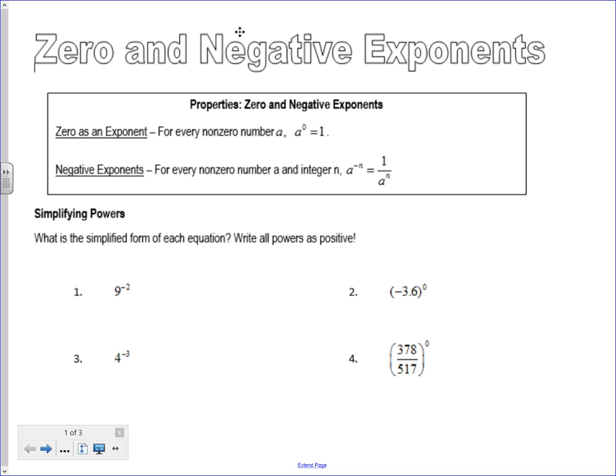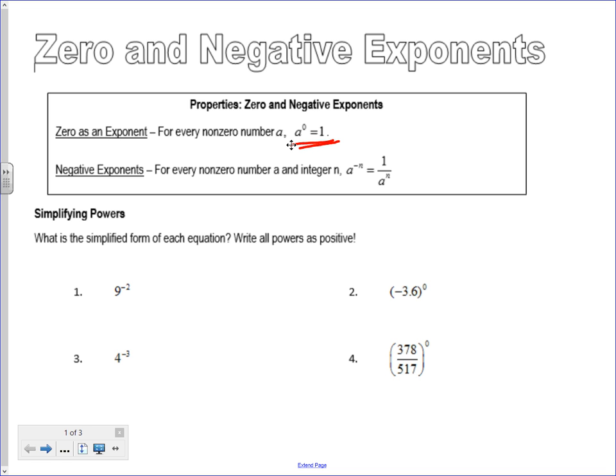Alright, so the basic things we need to know about zero and negative exponents. Anytime a number is raised to the zero power, it's going to equal 1. Anything to the zero power equals 1. When I have a negative exponent, this one gets a little bit tricky, but if you remember the rule, you should be good to go. Anything with a negative exponent ends up having to move to a different spot in the fraction.